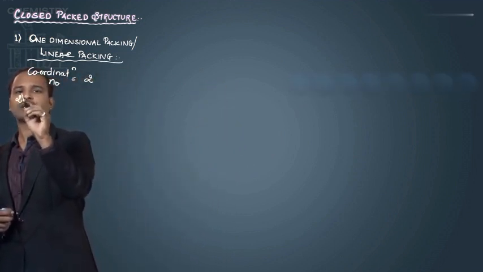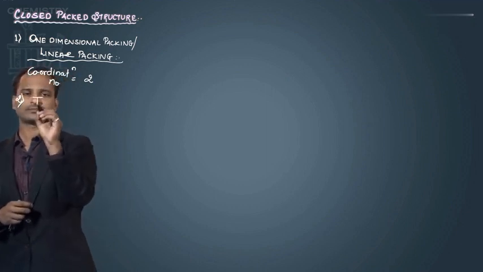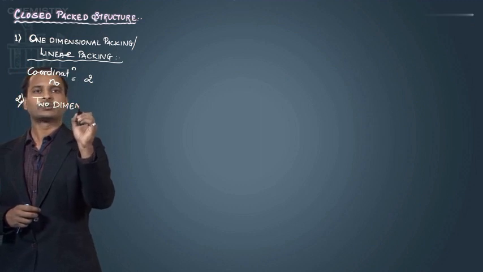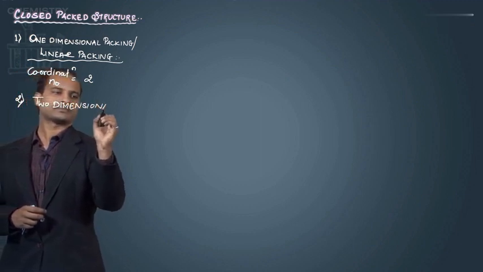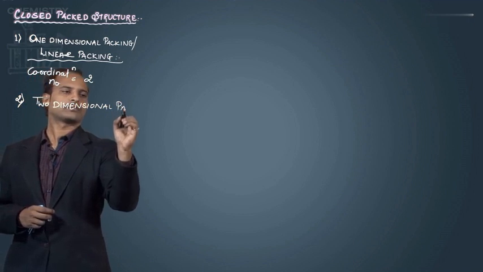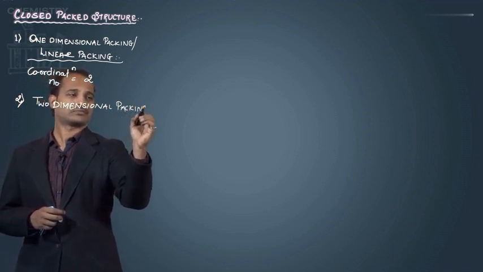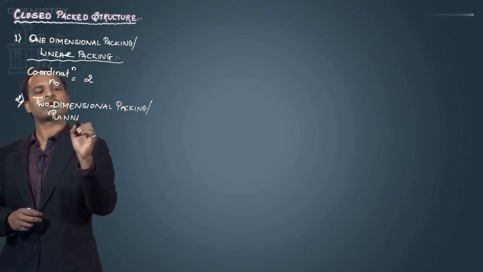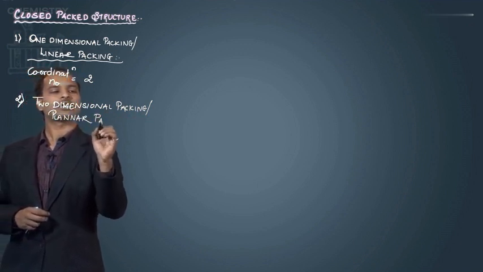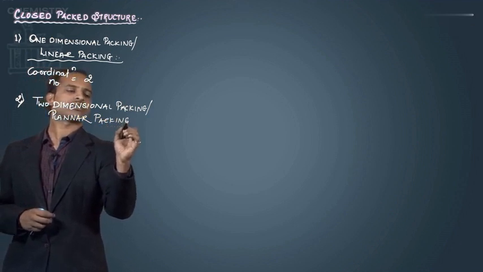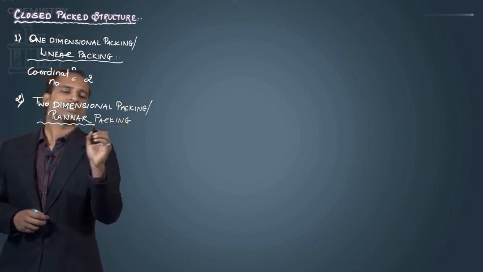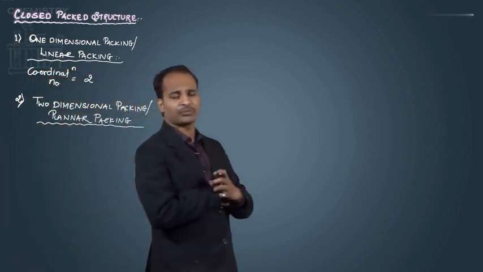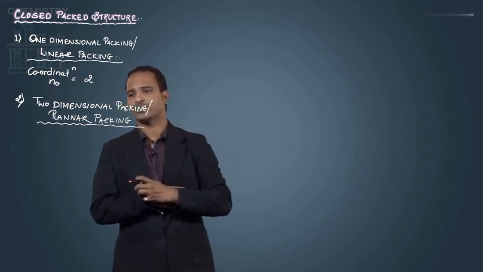Then second one, after one-dimensional packing, we have two-dimensional packing, which is also known as planar packing, because here we are getting a plane after arranging all the particles. As I said, we are doing one-dimensional and two-dimensional just to understand the three-dimensional packing properly. Otherwise, in a solid, there is only three-dimensional packing.